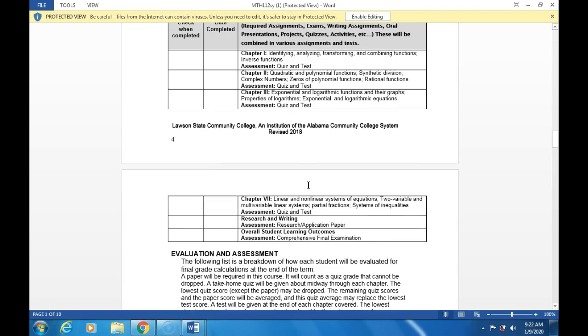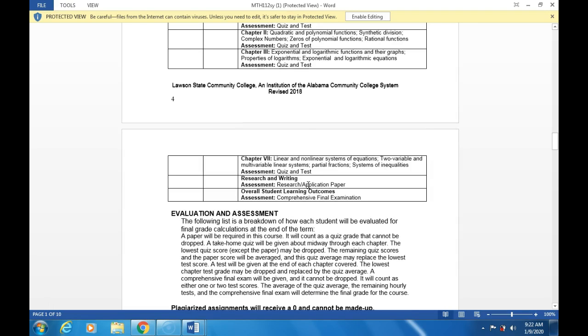So let's go down here and talk about evaluation and assessment, okay? They put a lot of extra words in here. A paper is required in the course. That research paper is not optional. It's required, okay? It will count as a quiz score that cannot be dropped, okay? So if you don't turn in a paper, 0. If you do a really lousy job on the paper, low score. Don't do a lousy job. Do a good job, okay? Okay, it's required. It cannot be dropped.